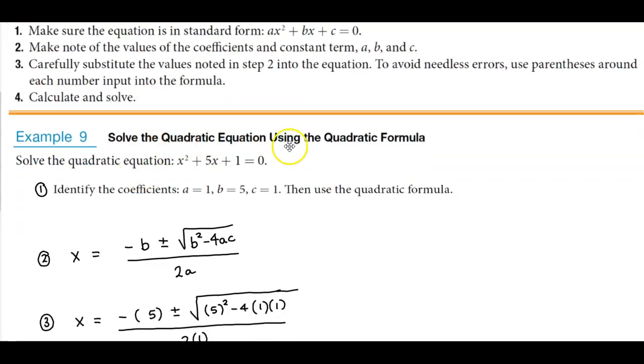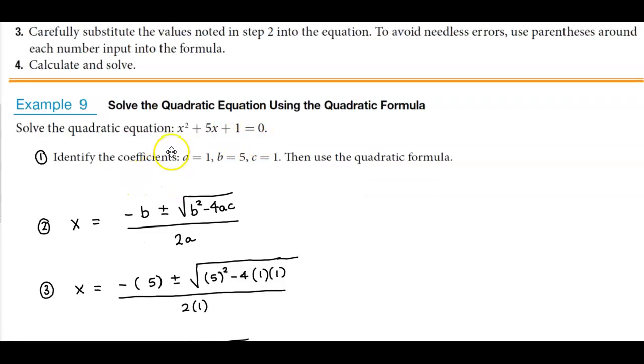Example 9. Solve the quadratic equation using the quadratic formula. Solve the quadratic equation x squared plus 5x plus 1 equals 0. We identify the coefficients: a is equal to 1, b is equal to 5, and c is equal to 1. Then use the quadratic formula.